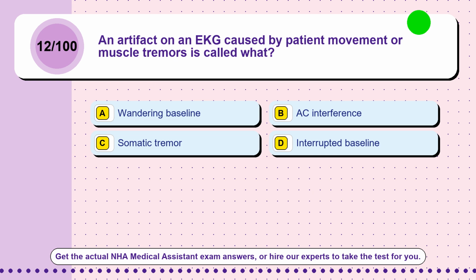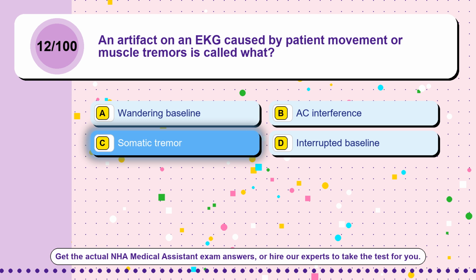Question 12. An artifact on an EKG caused by patient movement or muscle tremors is called what? Option A, wandering baseline. Option B, AC interference. Option C, somatic tremor. Option D, interrupted baseline. The correct answer is option C, somatic tremor.